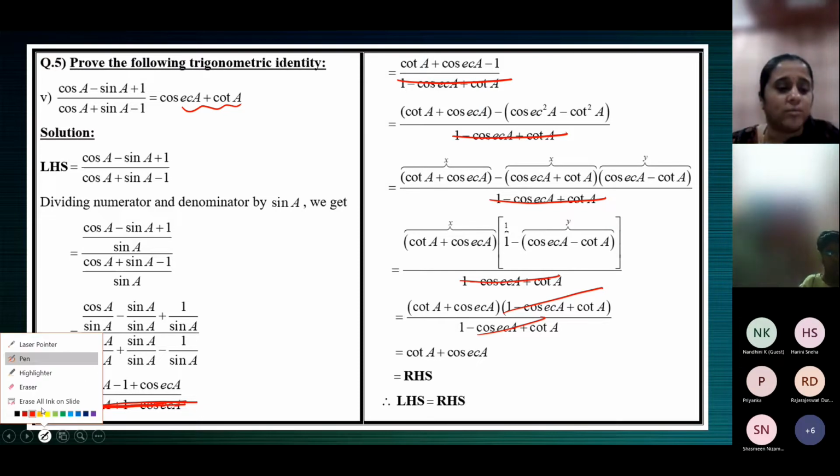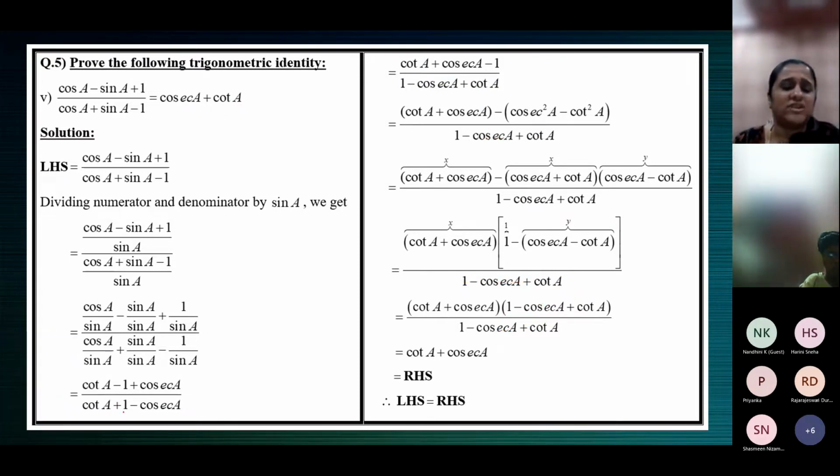Don't do anything with the denominator. I've just rewritten it, I've just written 1 minus cosecant. You can write it as it is, children. See, maybe when you know what is going to happen in the end, you do it here itself. When you don't see the end, you don't do it.